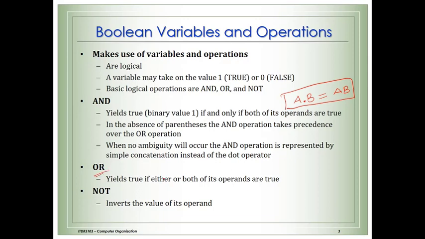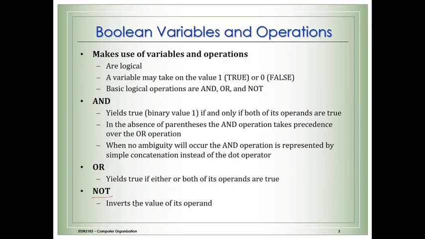OR operation, what is OR operation? OR operation yields the result true if either or both of its operands are true. Whenever you have two values, how do we represent OR? By using a plus sign. So this will give you the result true if either this is true or this is true or both of them are true.